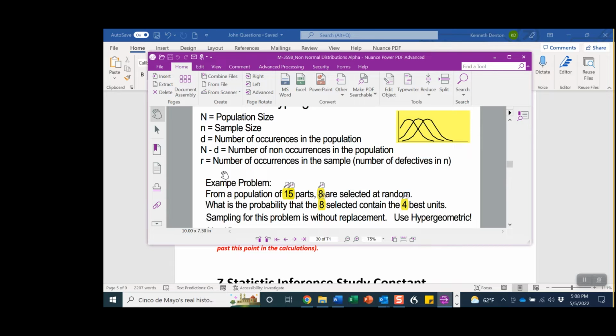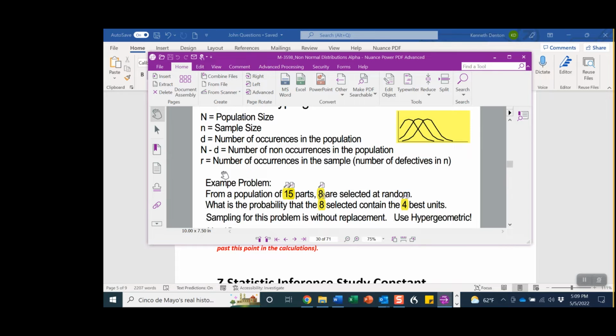Okay. D is how many times does that happen in the population? There's 4 best units. Okay. In the 4 best units, there's 4 parts. I guess that's just the way D is asking. It gets confusing.